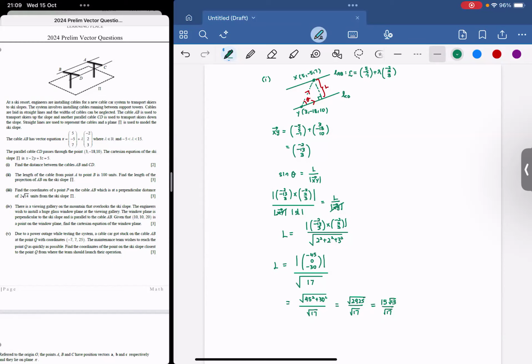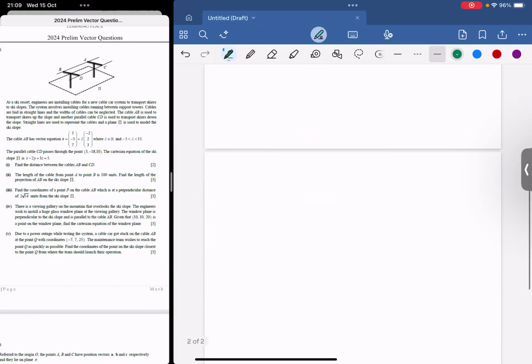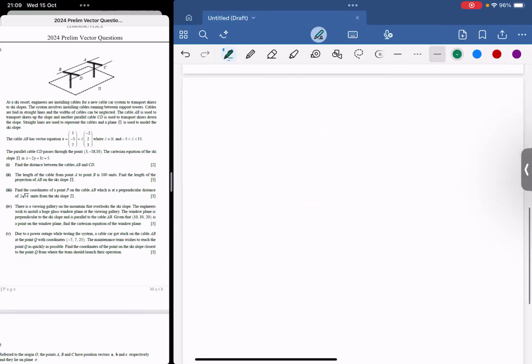I move on to the second part. The length of the cable from point A to point B is 100 units. Find the length of projection of AB onto the slope. So what I will do, I draw a slope out, then I draw my AB. Then we will draw a dotted line down.